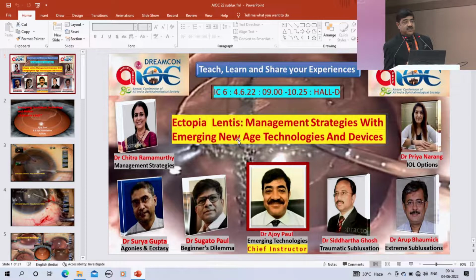Welcome to this session on Ectopia Lentis, the subluxated cataract, which you have been running for quite some time now in AIOS. And we have a galaxy of speakers. Dr. Priya Narang and Dr. Chitra Ramamurthy will be speaking on management strategy. Priya would be speaking on IOL options. We have Dr. Shuja Gupta speaking on agonies and ecstasies. Dr. Siddhartha Ghosh will be speaking on traumatic subluxation, and Dr. Arup Bhomik will join us to speak on extreme subluxation.